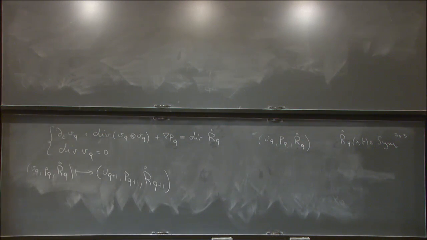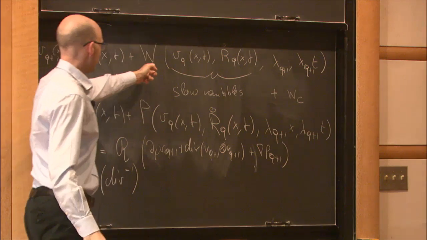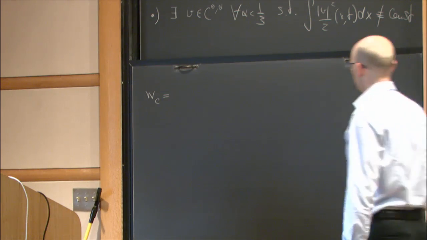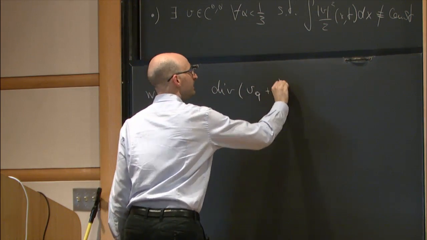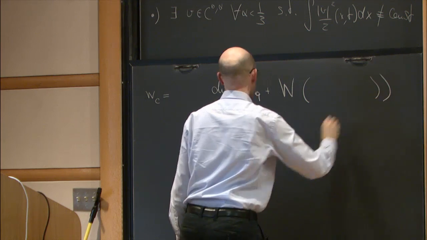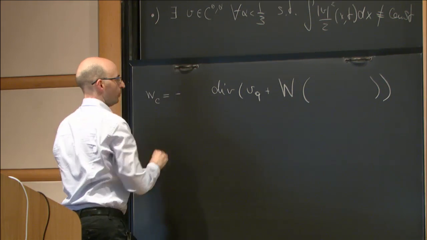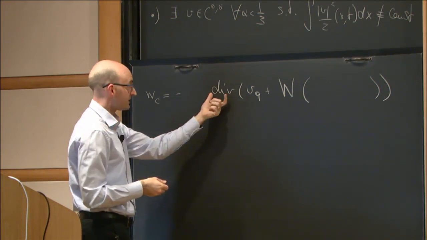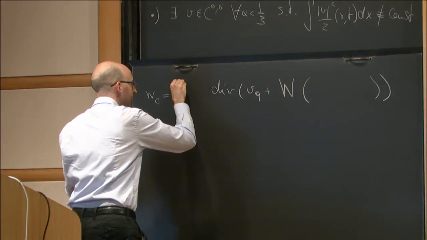Okay, so now, what is this WC? This WC is something that I want to add in such a way that this thing is divergence free. So what I will do is something like this. I will take the divergence of VQ plus the big W. This is non-zero. And then I want to put an operator here. I want to find a vector field which is small and has this divergence, and that will be the correction. So here I want to do something like divergence to the -1.